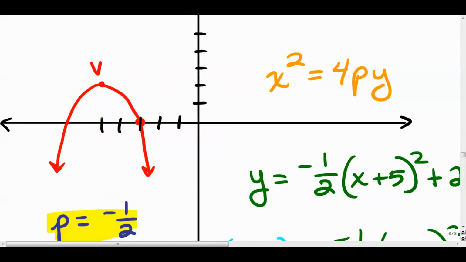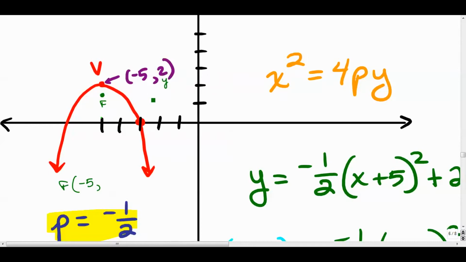So your focus is, and remember your vertex was (-5, 2). So your focus is going to be 1/2 unit down. So it's going to be right in here. That's going to be your focus. And the coordinates of that point are -5, comma, it's 1/2 unit down from your vertex. The up and down, of course, is your y coordinate.